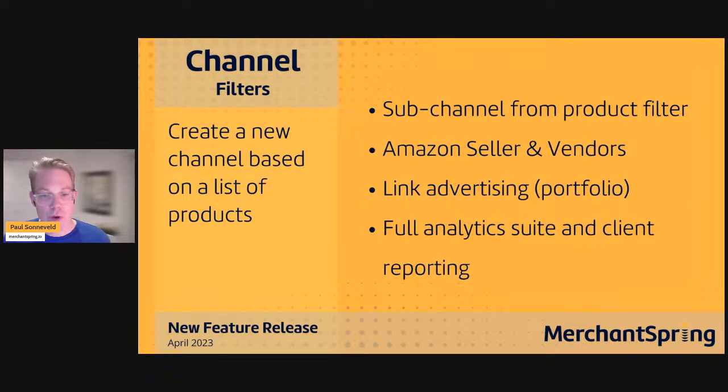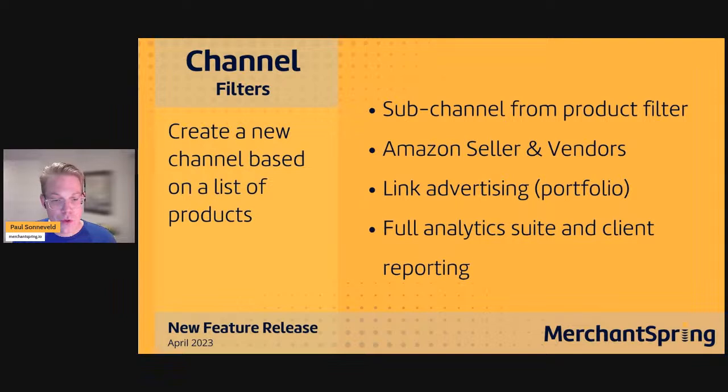What a channel filter tries to do is take an existing marketplace account. Right now, this is available for both Amazon seller accounts and Amazon vendor accounts, and create a completely filtered view for that channel based on a set of SKUs and ASINs that you select. As a result, we can make all of the reporting, or the vast majority of reporting, available to that sub-channel, as well as advertising.